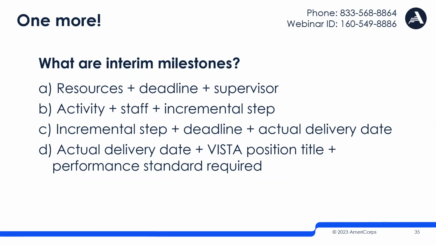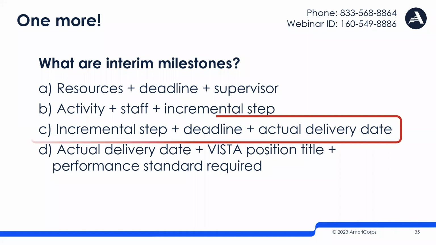It looks like close to 80% of folks got this one. So yes, it is going to be C, the incremental step, the deadline, the actual delivery date. That's what's going to make those milestones valuable for your work plan, to create a record of all the incredible things you accomplished this year.